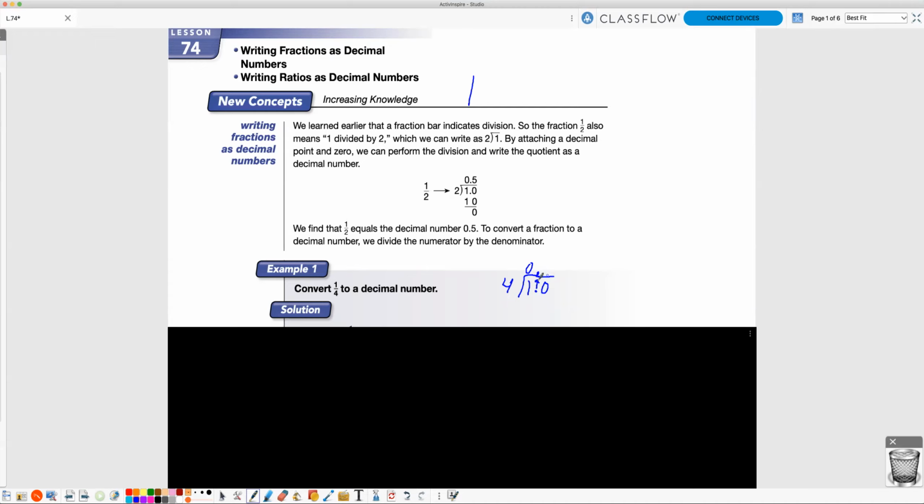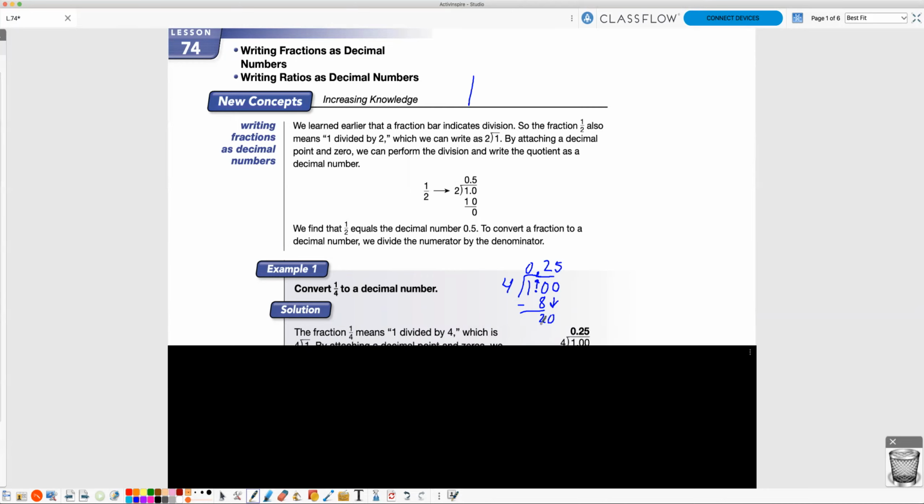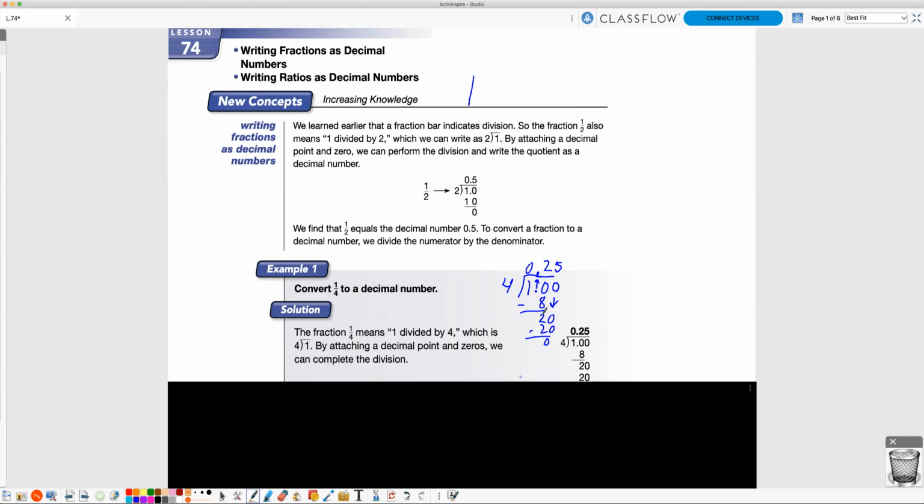I'd bring it down. I'd have 10 divided by 4 then, which is 2, which gets me to 8. 8 taken away from 10 is 2. I'm going to add another 0 here, and I'm going to bring that down. Now I have 20 divided by 4, which is 5. 5 times 4 is 20, and there would be nothing left over. So in this case, my answer to 1/4 as a decimal would be 25 hundredths.